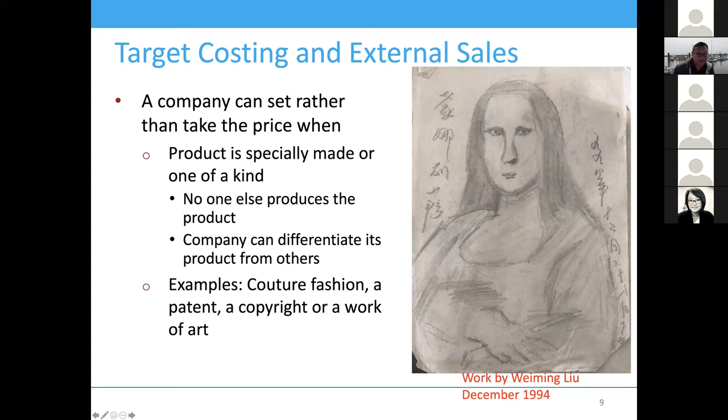The famous artists, if they produce an artwork, then you can't get the same kind of product elsewhere. Only this artist can make this artwork. So in that sense, the artist is able to set the price. But that's not true, actually. You know what's the funny thing about artists?